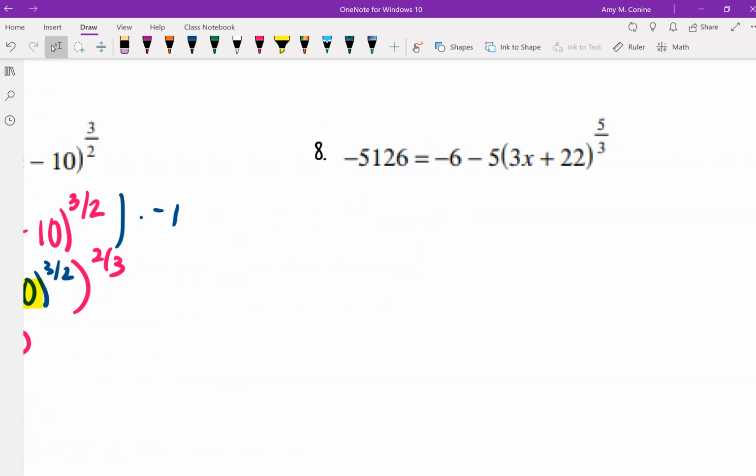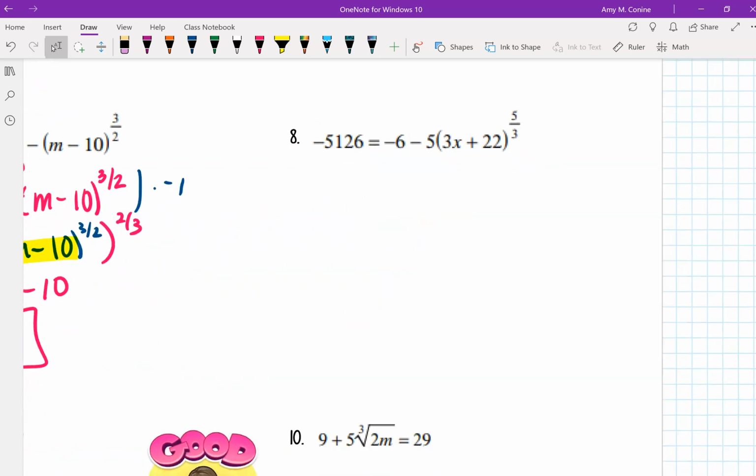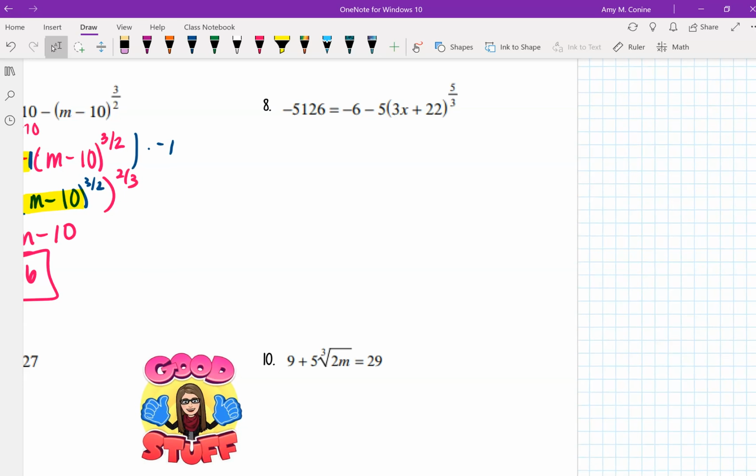Actually, we're going to do 2. You're going to finish up, you're going to do 8 and 10 on your own, and that's the last thing we're going to do. So 8 and 10. So go ahead and do those now.